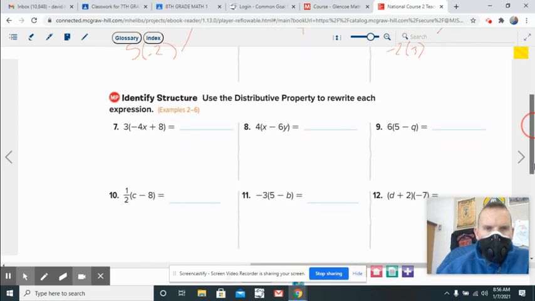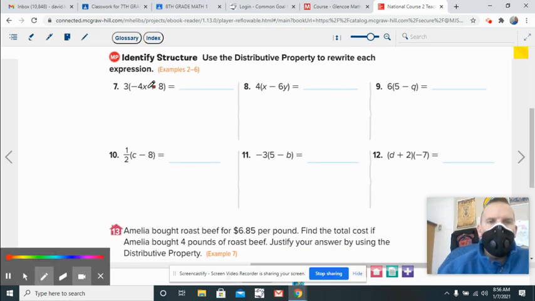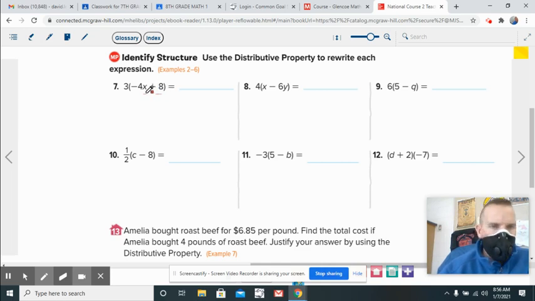And down here, distribute. Again, same procedures, but see how this has a letter, this doesn't? We cannot add these or subtract these. We cannot combine like terms. We have to multiply 3 times -4x, which is -12x. 3 times 8, which is 24. Same thing on problem 8. You can do that on your own.